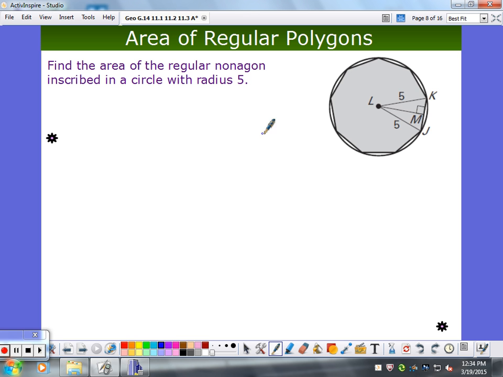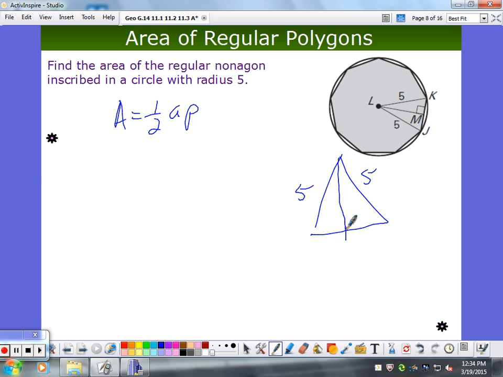This is a nonagon. Just real quick to kind of review what we did. Its area is 1/2 AP, and it helps to make one of the triangles big, right angle. This is a nonagon. There's 9 of them, 360 all the way around. What's this whole thing?